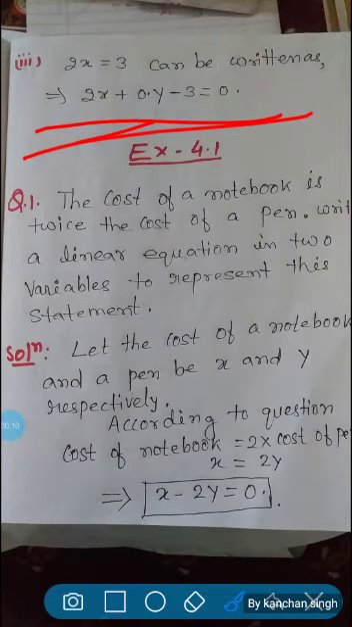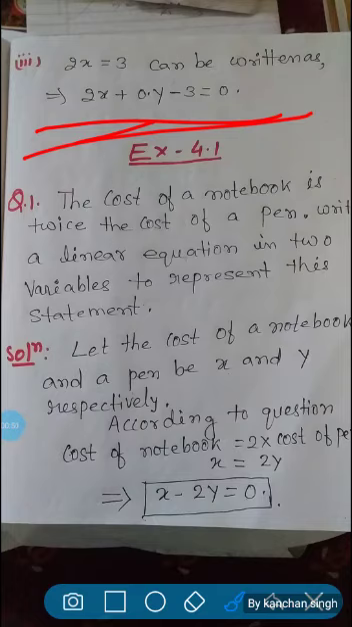On the basis of this, let us solve exercise 4.1 question number 1. Our question is, the cost of a notebook is twice the cost of a pen. Here we have to write it in the form of a linear equation in two variables. Write a linear equation in two variables to represent this statement. In such questions you have to read the question twice. It is given that the cost of a notebook is twice the cost of a pen, so we have to write it as a linear equation in two variables.